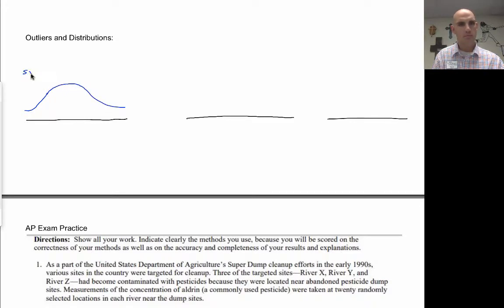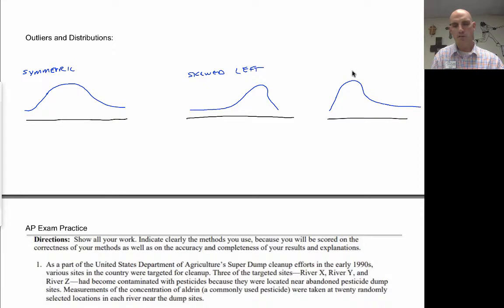This one's symmetric. And my next type of data is going to be skewed left. And my next data is going to be skewed right.